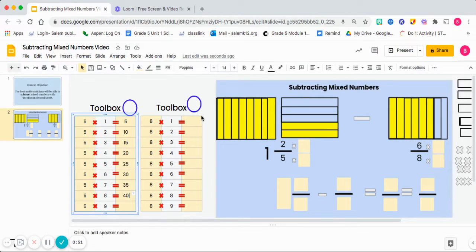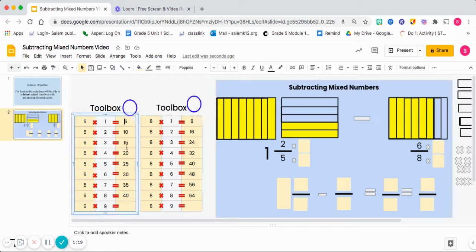Now we can go ahead and list out our multiplication facts for our other denominator here, which is 8. So 8 times 1 is 8, 8 times 2 is 16, 8 times 3 is 24, 8 times 4 is 32, 8 times 5 is 40, 8 times 6 is 48, 8 times 7 is 56, and 8 times 8 is 64.